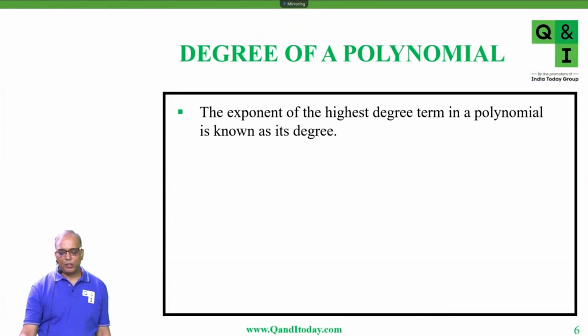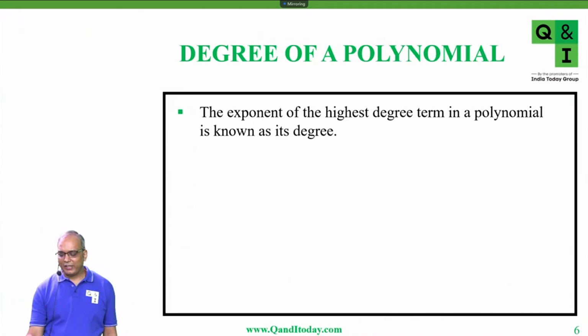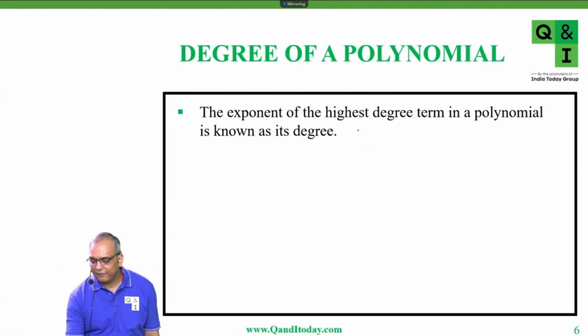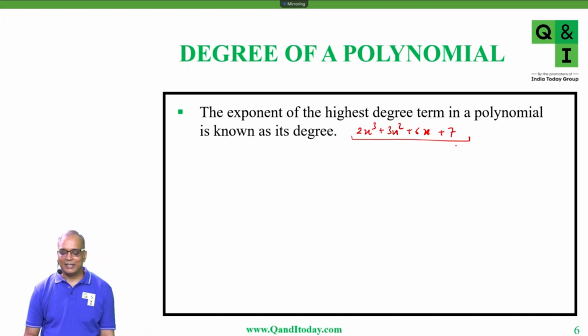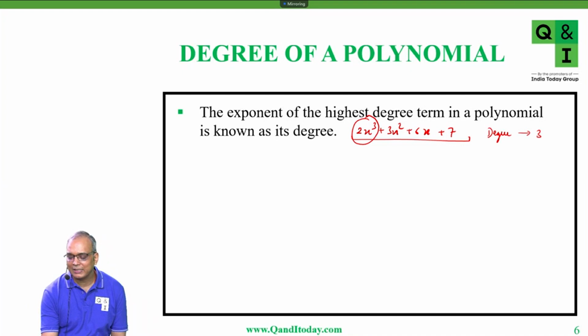Now, degree of a polynomial. The exponent of the highest degree term in a polynomial is known as its degree. For example, if you have 2x cube plus 3x square plus 6x plus 7. Now, in this polynomial, we know the exponent of the highest degree term. So this is the highest degree term, and the exponent is 3. So we will say that the degree of this polynomial is 3.